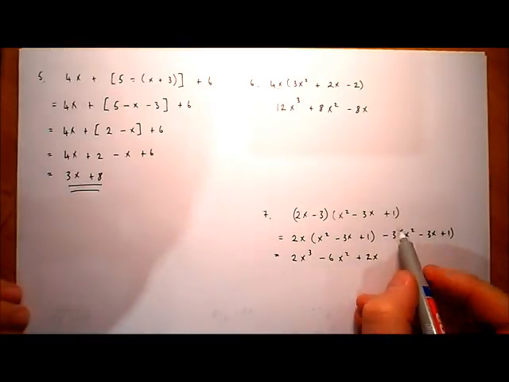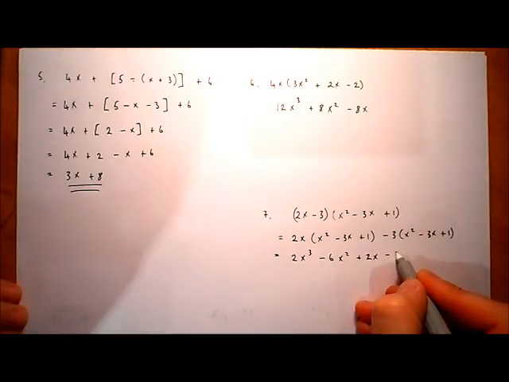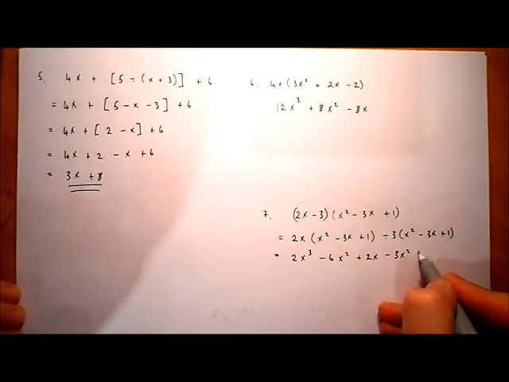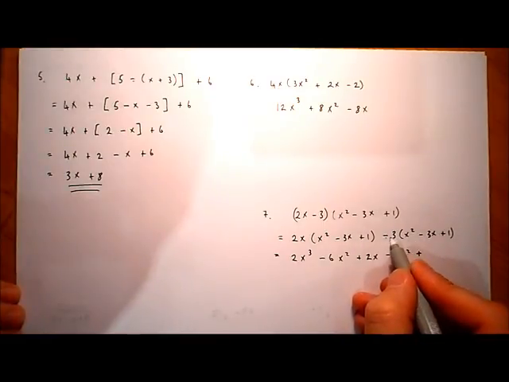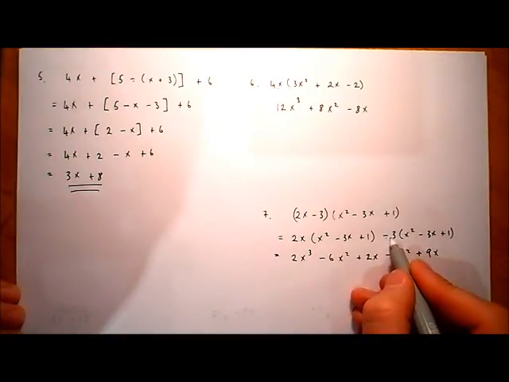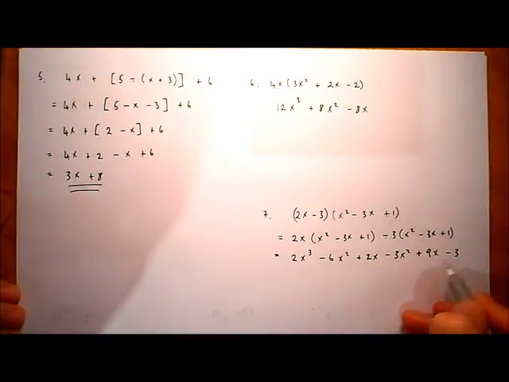And now I've got this one, so minus 3 times x squared is minus 3x squared. Minus 3 by minus 3x, it's a minus by minus this time, so it's going to be a plus, and it's minus 3 by minus 3x, so plus 9x. And minus 3 by plus 1 is minus 3.